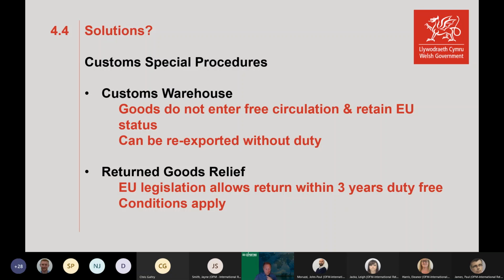So this can be commercially sensitive, of course, if you bought something in at one price, and then you're trying to export it again under returned goods relief, you would need to show the original invoice, and your customer may see that original declaration when you're returning it or sending it back to a customer within the EU. So it may not be the commercially best solution, although it is a way around the situation. But you are potentially giving away what your margin is.